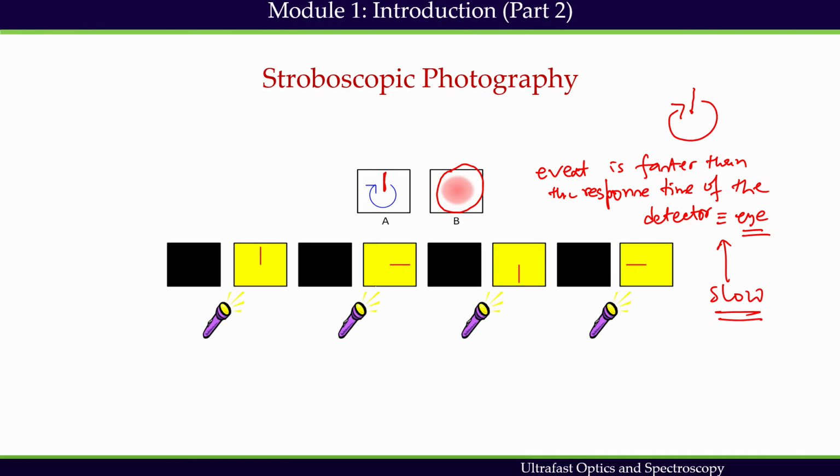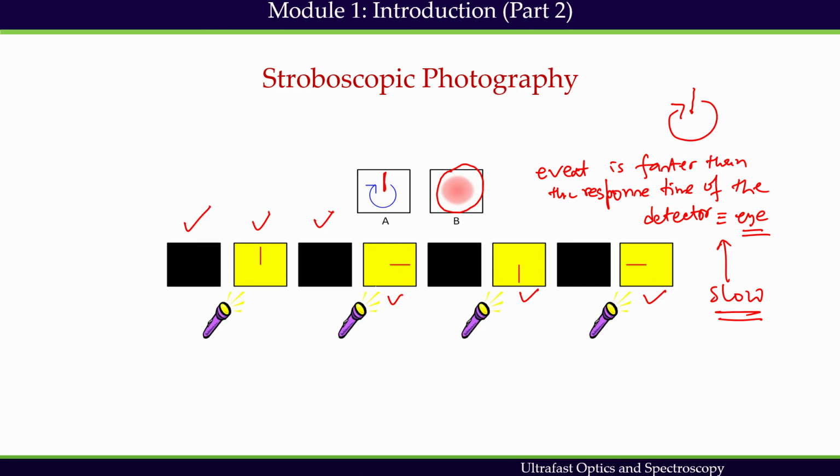Then I have to use a flash of light at a certain interval. So, in this interval, we see a frame, then again dark, then again a flash of light. I see the rotating dial, again I see the rotating dial, again I see the rotating dial, and that's the way we can capture the image. And this stroboscopic photography is at the heart of ultra-fast spectroscopy.